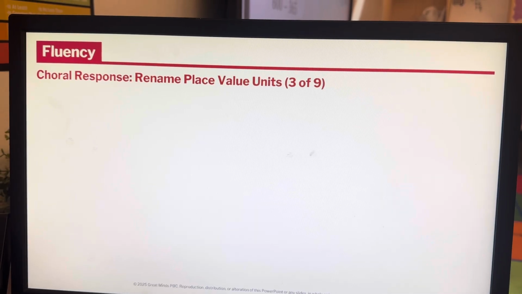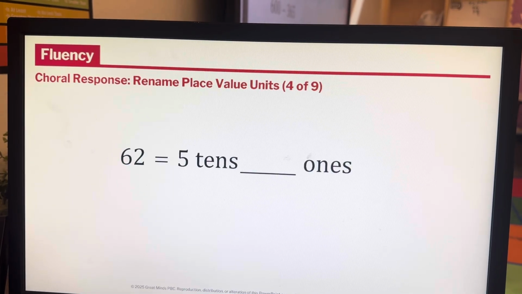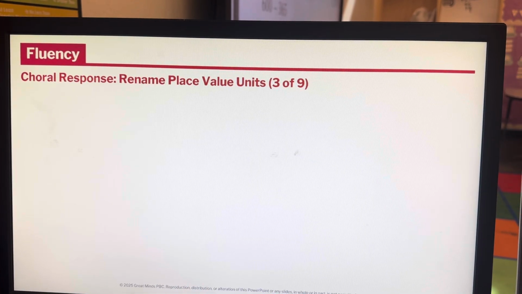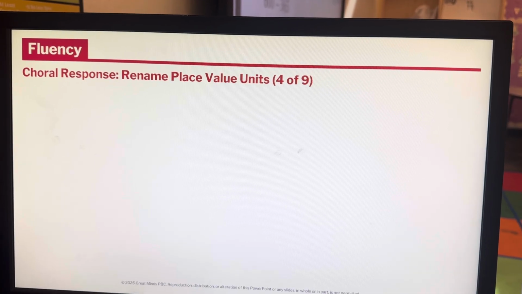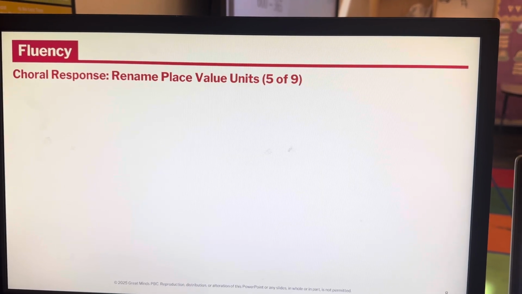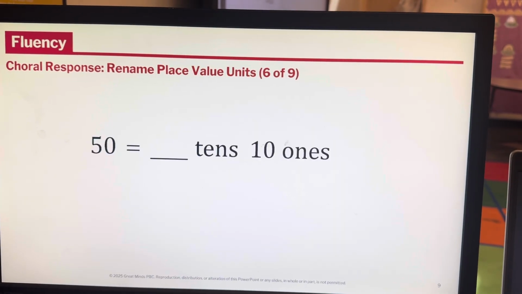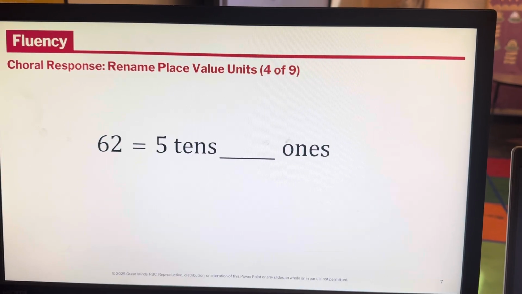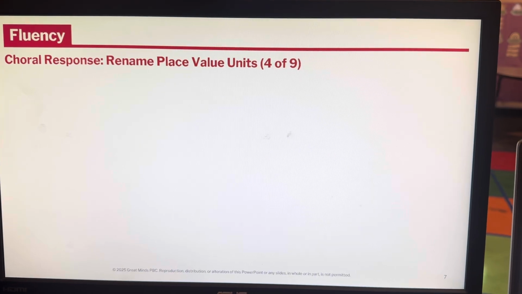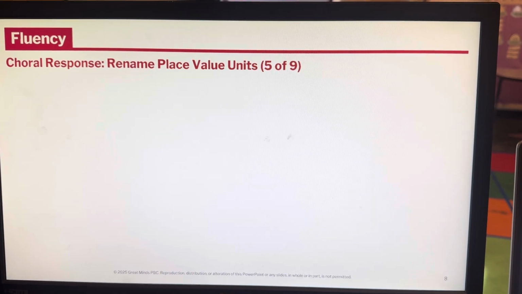Where are my problems? Here we go. I don't know why that's taking... Okay, I'm supposed to have problems on here, but I don't know why they're taking forever to load. Here we go. So students will be doing these for bell work tomorrow.